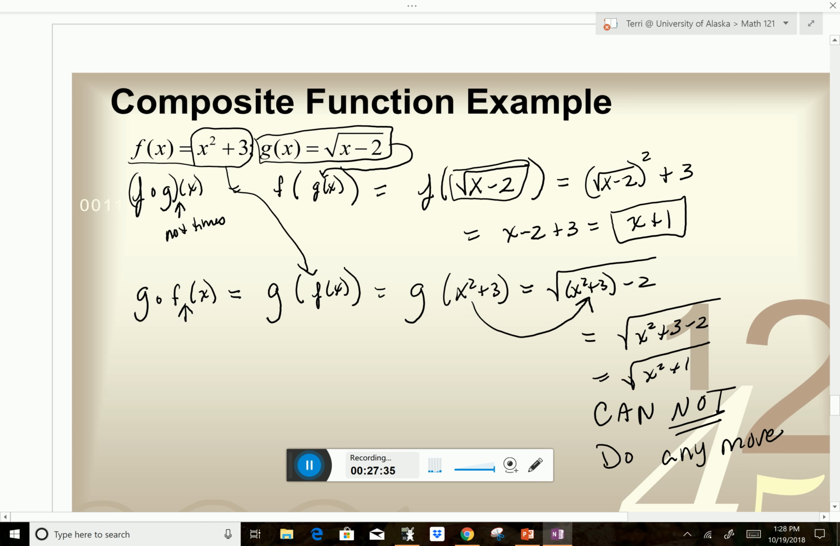Because remember, under a square root sign, you cannot take out a square if it's added to something else. If it's multiplied, you can. If it's added, you cannot.